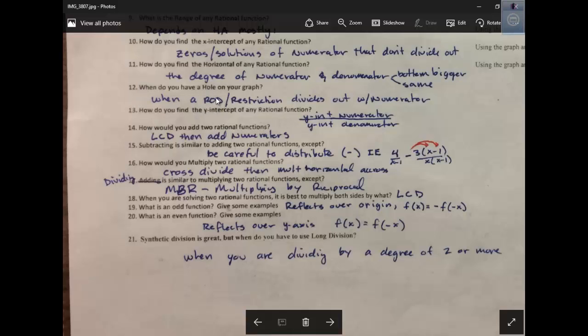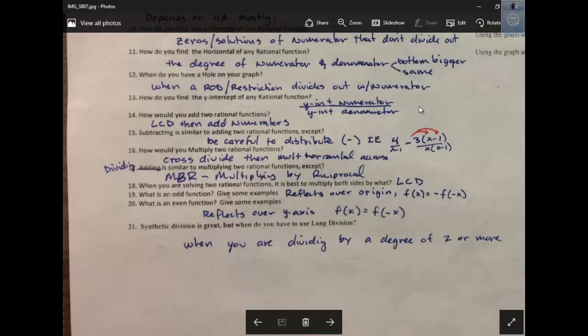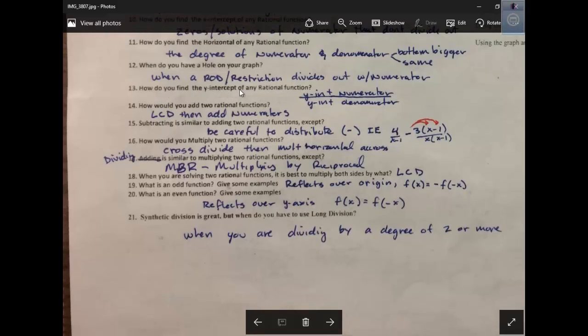When do you have a hole? That's going to be a POD or a restriction that divides out. And then how do you find the y-intercept? That's going to be the y-intercept of the numerator divided by the y-intercept of the denominator.